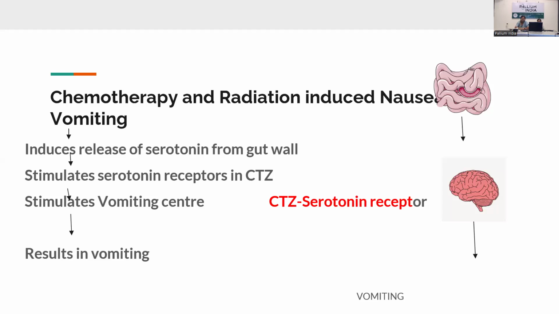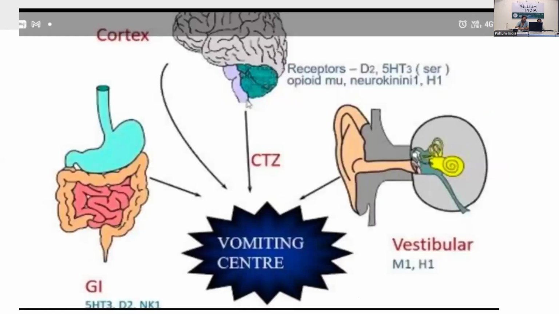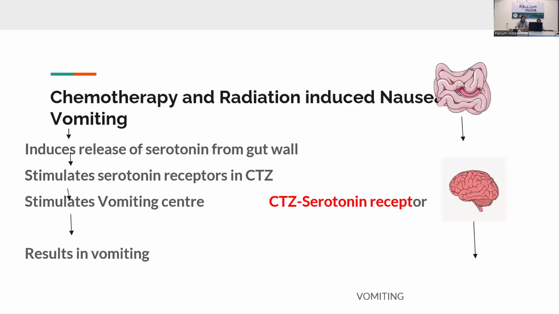So we know that, in the previous slide, there is a chemoreceptor trigger zone. This is the chemoreceptor trigger zone, and there you have serotonin, the 5-HT3 receptor. So what happens is, from the gut wall, the serotonin will be released and it will stimulate the CTZ. From the CTZ it will stimulate the vomiting center. So see the picture in simplified version. From gut to the serotonin receptor, from serotonin receptor to the vomiting center, and the patient will get vomiting. This is the reason. Okay.